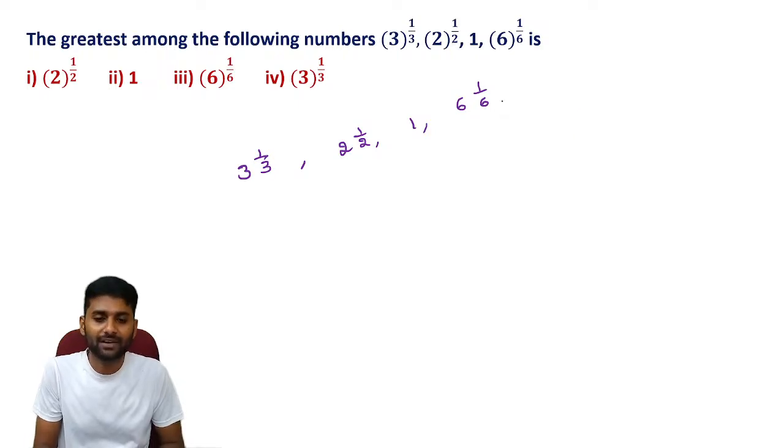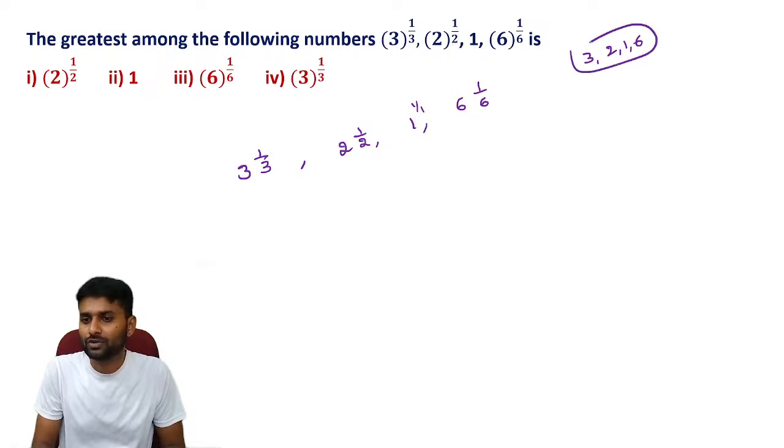Now we can equate the powers with the help of the LCM concept. So in the fractions, the denominators carry 3, 2, 1 and 6. The LCM of all these numbers is exactly equal to 6. Now you can multiply all these powers by 6.